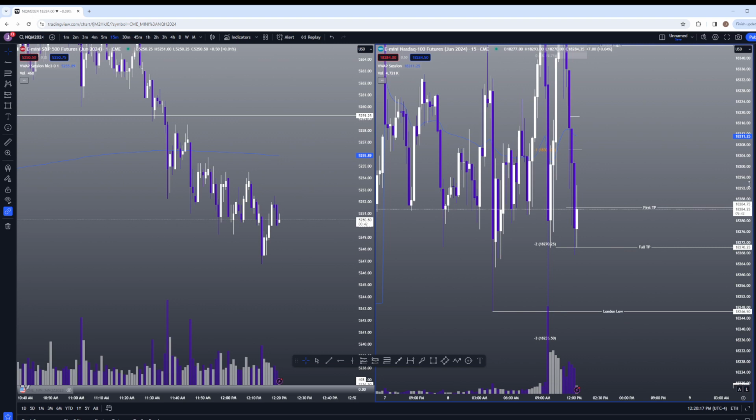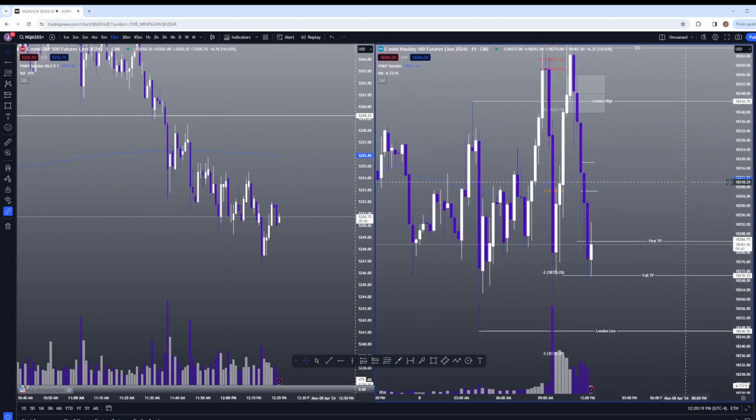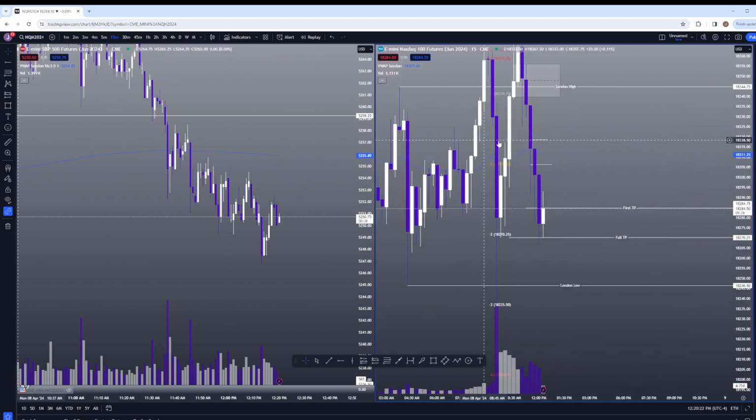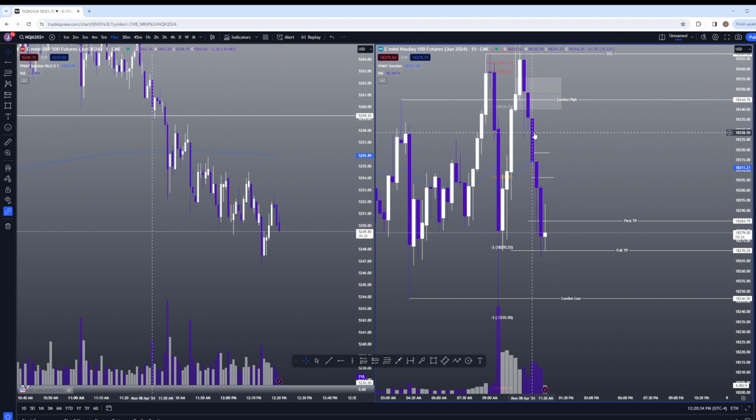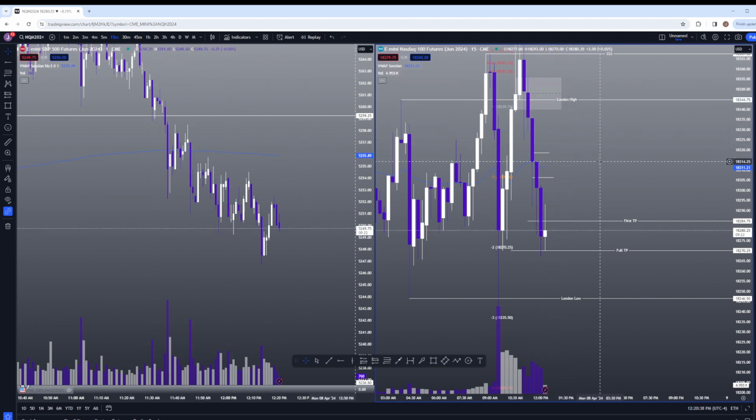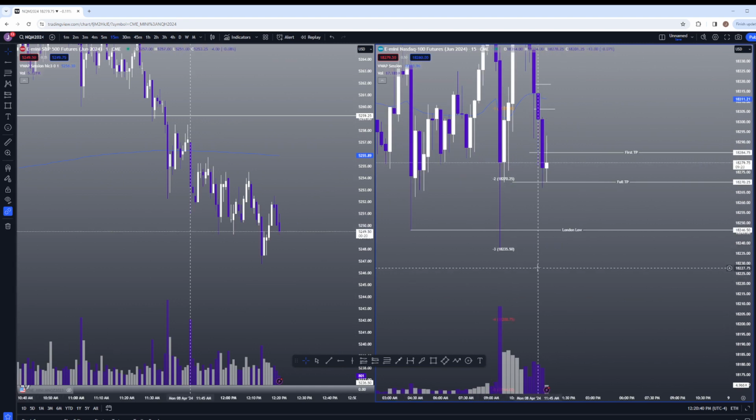15-minute fair value gap. Up here, we do have a 15-minute fair value gap. Kind of a balanced price range here. Alright, so we could see if price retraces back up into this 15-minute or up into our 5-minute breaker, or if price is just going to want to continue down and take out this low.